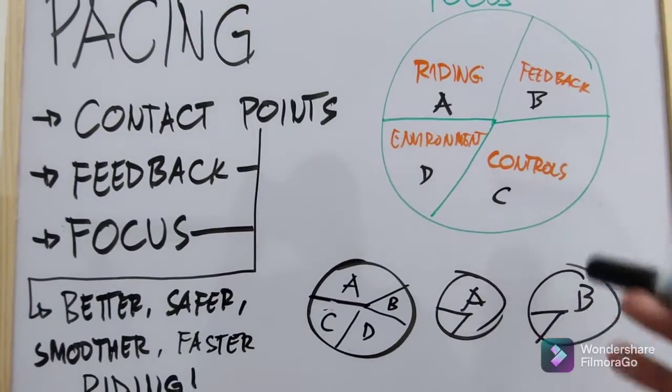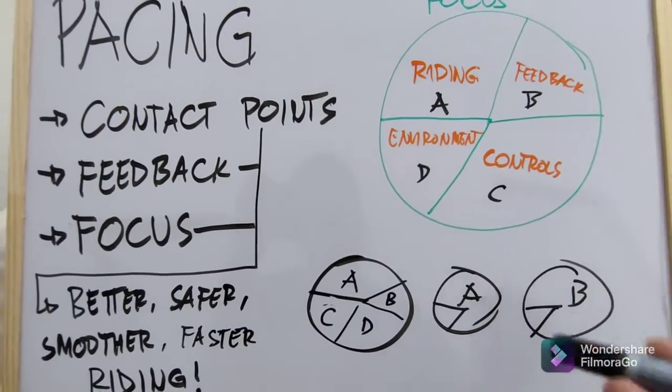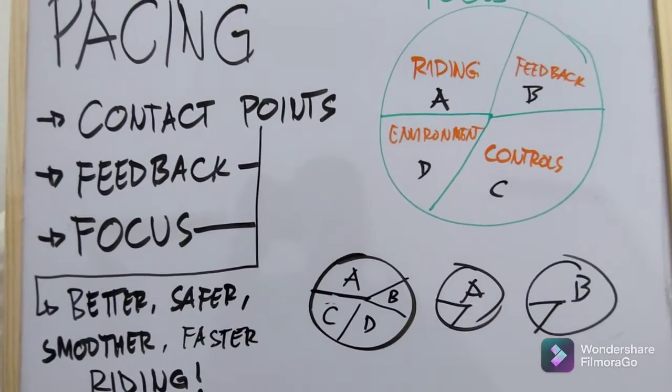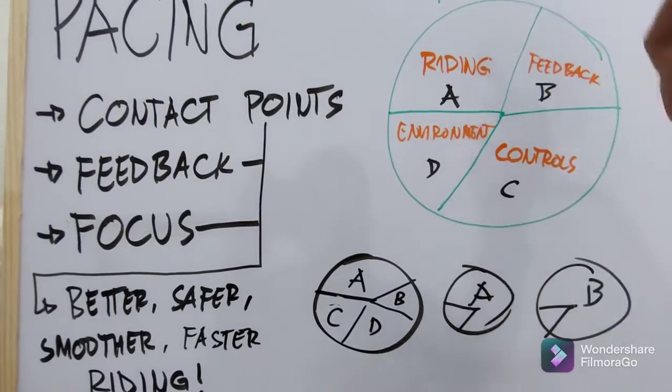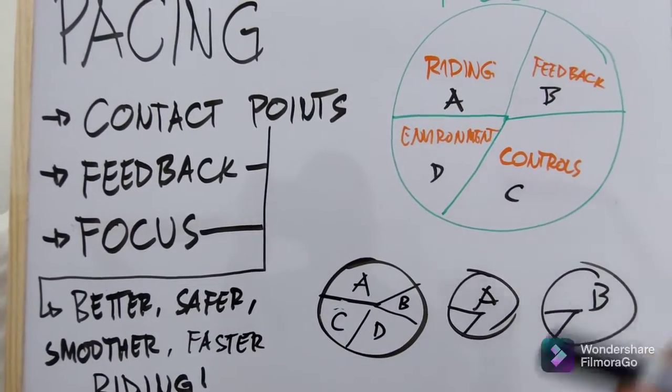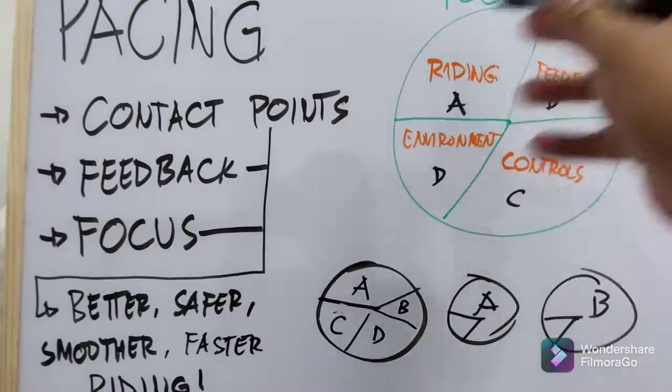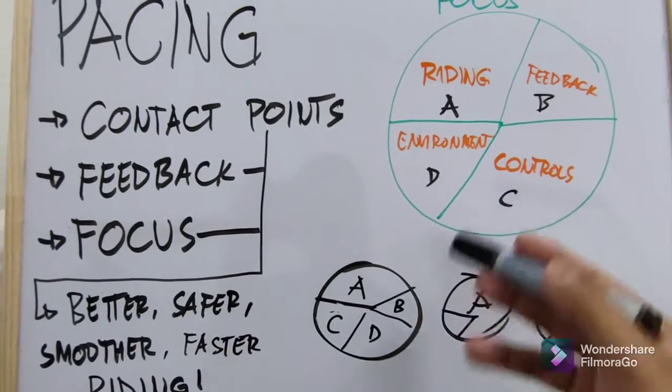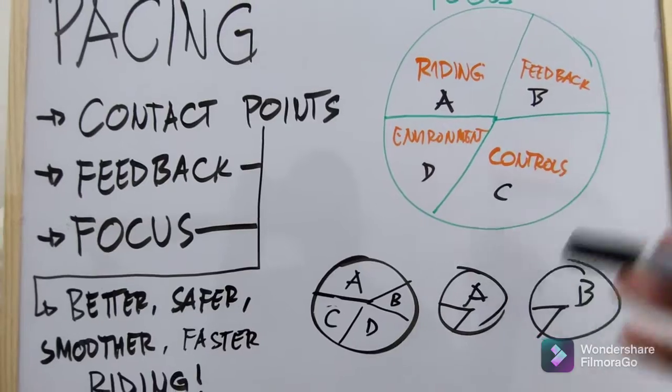That's why you have to balance. During turning, you have to consider your feedback. When you're open, of course, you focus on riding. If you're on the streets, you focus on everything. Kailangan mong i-consider environment and your controls.